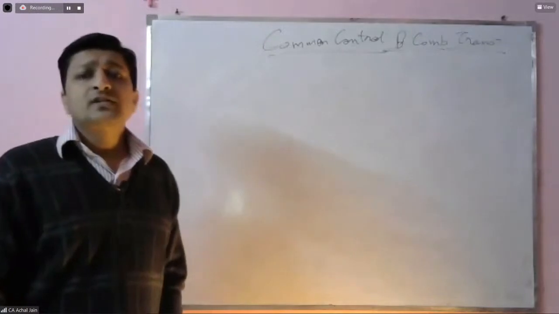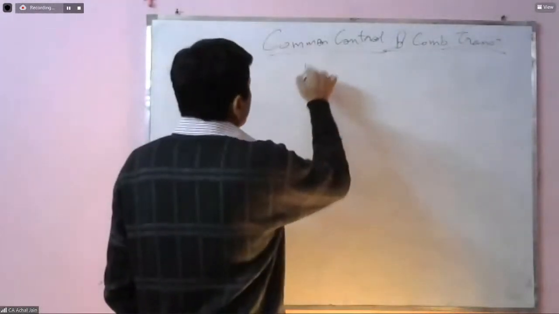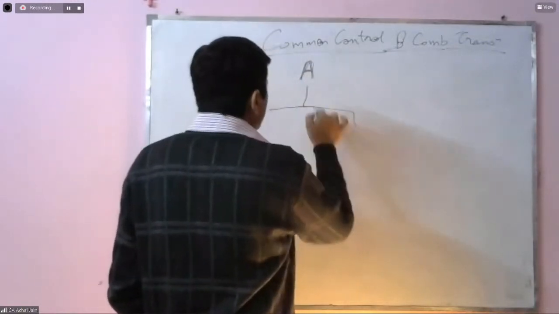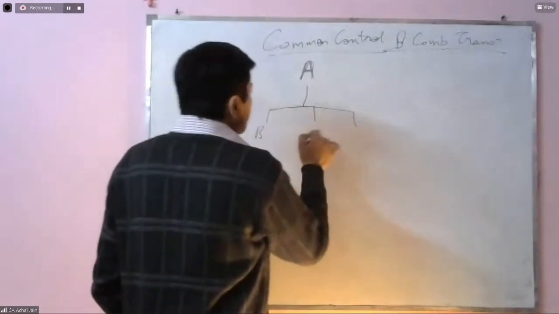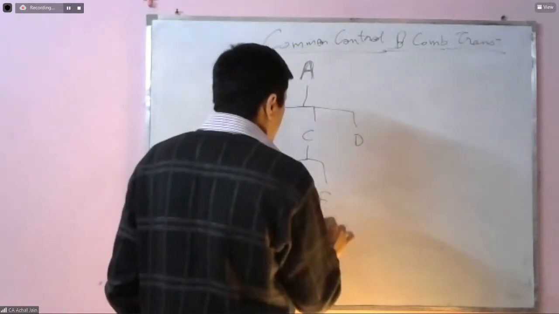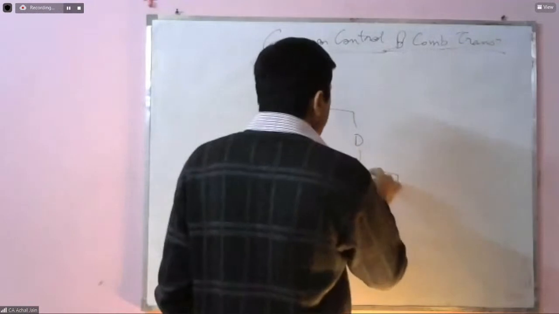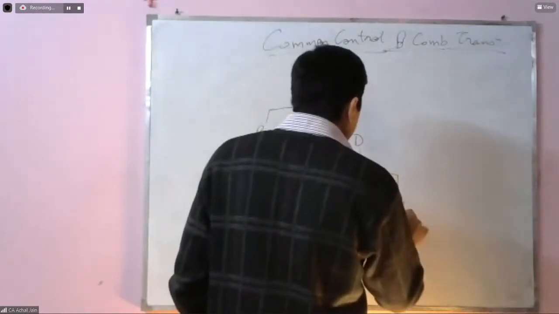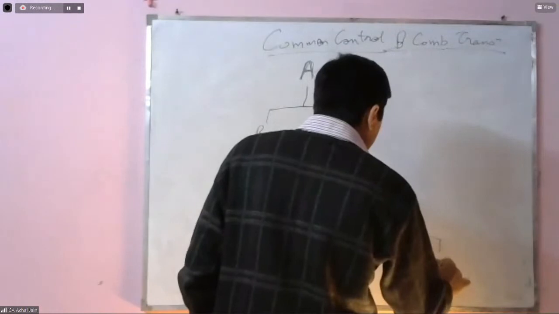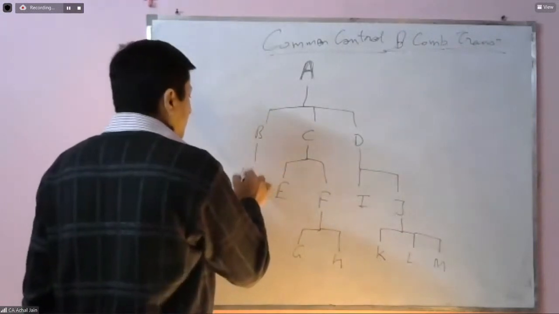And let's now quickly try to understand what we mean by common control. Say there is a shareholder A which has got three entities, B, C, D. Below C, there are two entities, E and F. Below F, again, there are two entities, G and H. Below D, there are two entities, I and J. Below J, there are three entities, K, L, M. And below B, there is one entity, N.